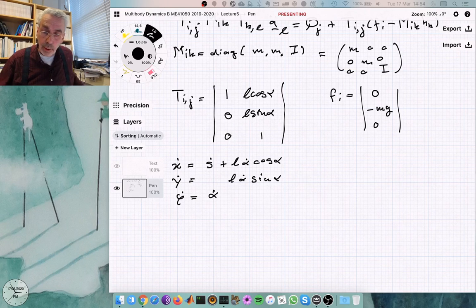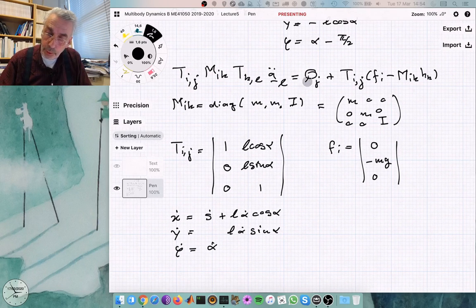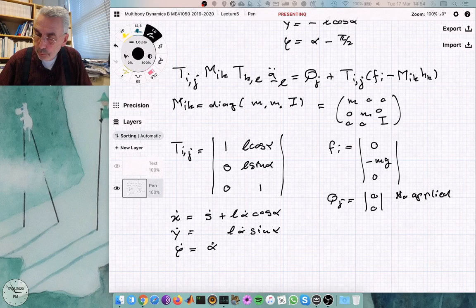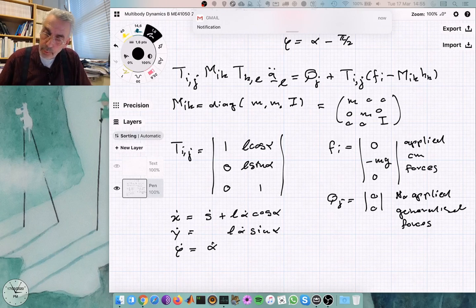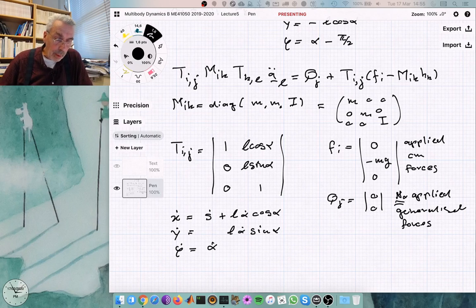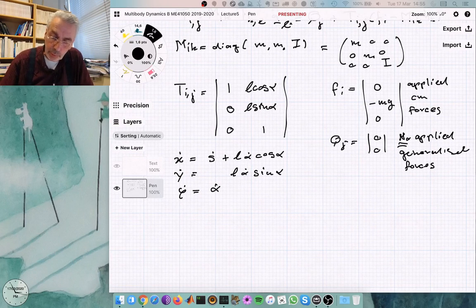What else do we need? Well, the last thing, so this guy we now have, that's 0, so we have no applied generalized forces. And these are the applied CM forces, you could say. Then we have this mapping, then we have the applied forces, we have the mass mapping. Oh, the HK, that had to do with the accelerations, that was the convective term.